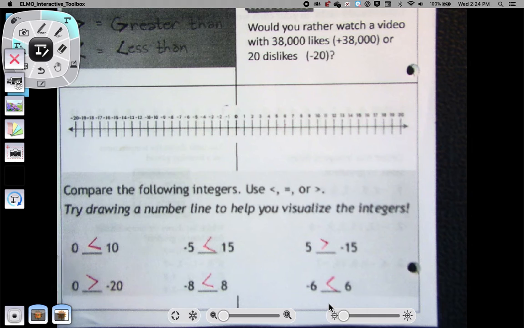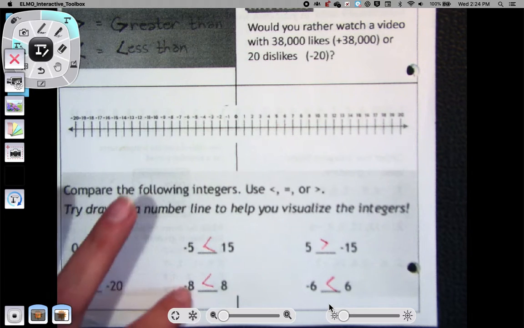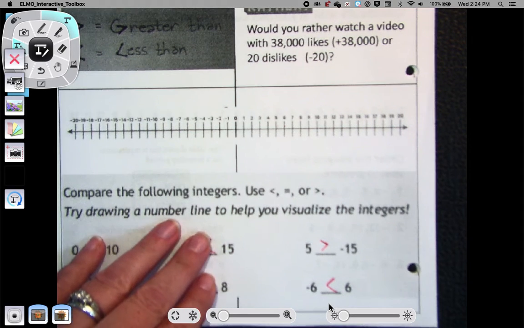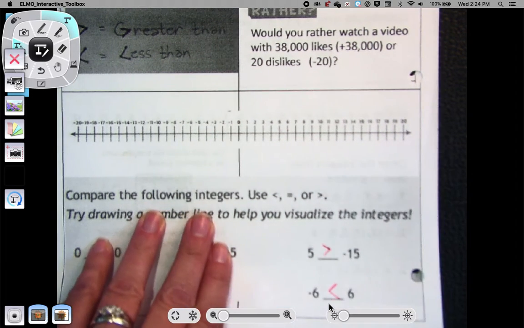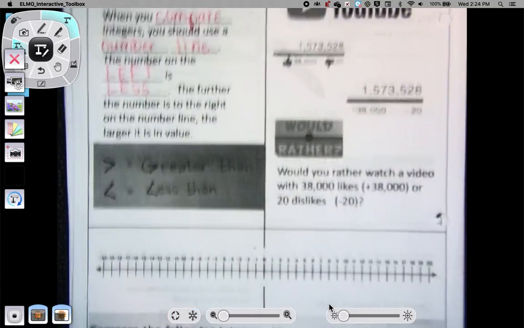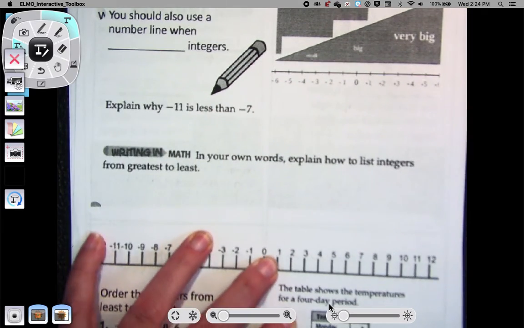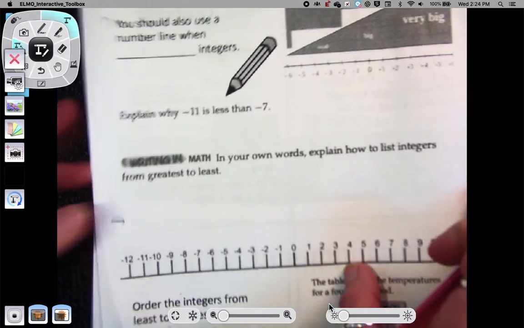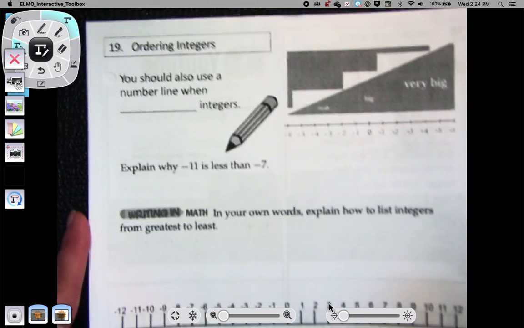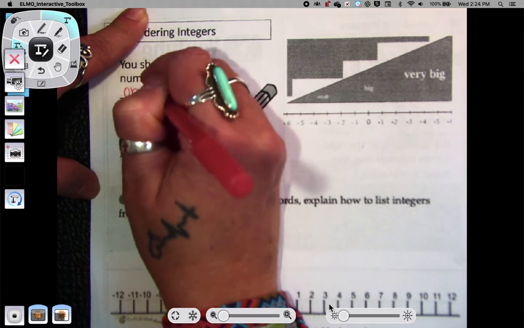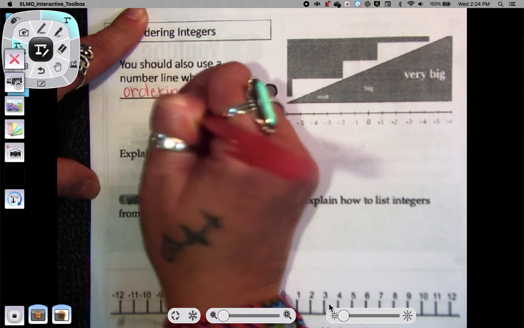Plus, you can see in these examples, other than our one example that had two positive numbers, everything else has a negative and a positive. And of course, positive numbers are always greater than negative numbers. So taking that information, let's look at ordering integers. You should also use a number line when ordering integers.